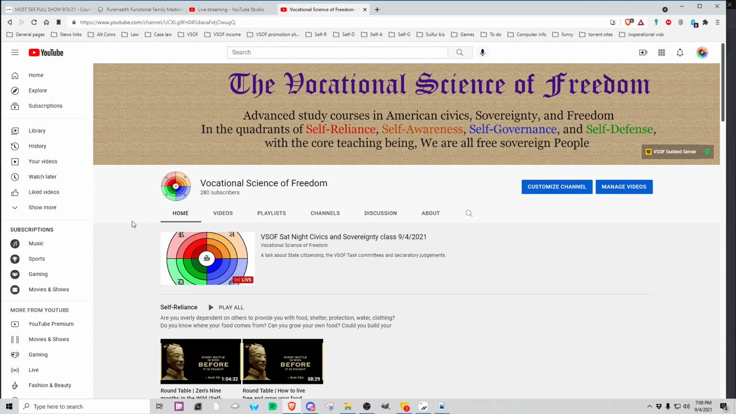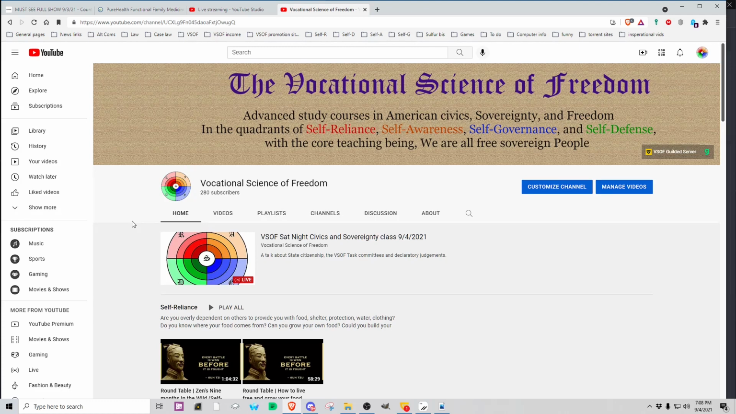And tonight we'll be covering the task committees for the Vocational Science Freedom and how we want to organize them. I'll go over again the various sections that will be starting off for people that want to join the task committees, the offices for each chair and also the special master, and the scribes, and explain what each of those positions are.